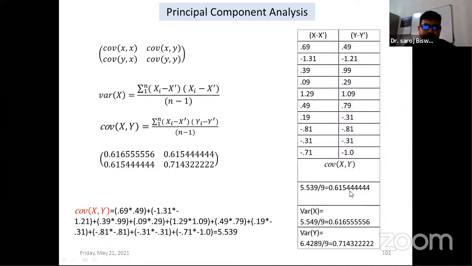That's why we keep this value here, because here we have cov x comma y, so we kept the value here. Try to understand. We kept the value here.